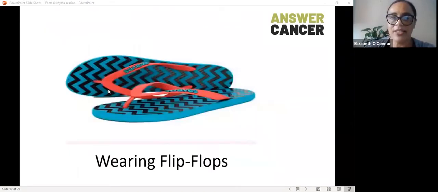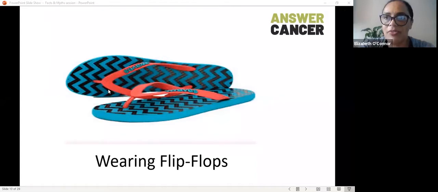Okay, so next up, this one's a funny one. Can wearing flip-flops cause cancer? So put your hands up. Raise your hand if you think wearing flip-flops can cause cancer. If you think it's a fact, raise your hand. If you think it's a myth, keep your hand down.